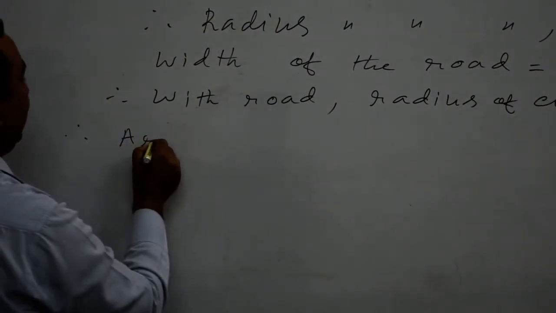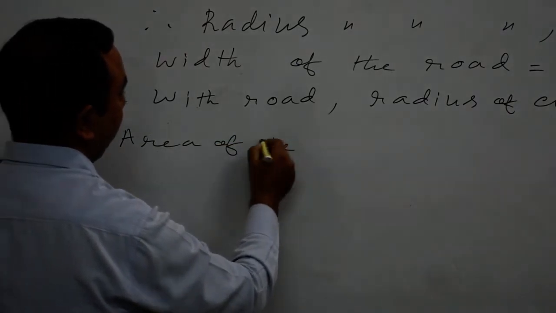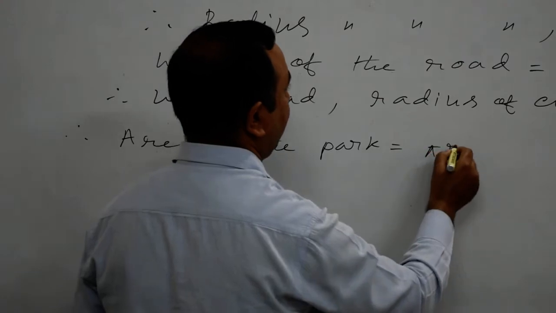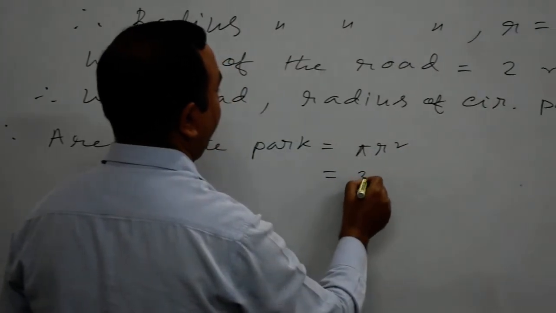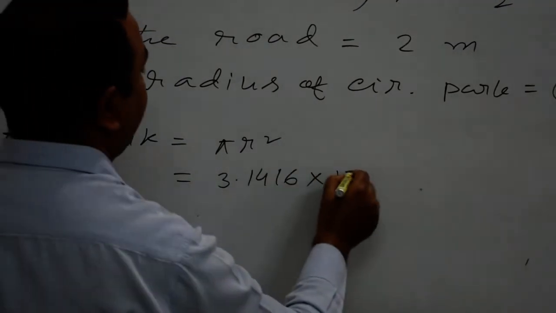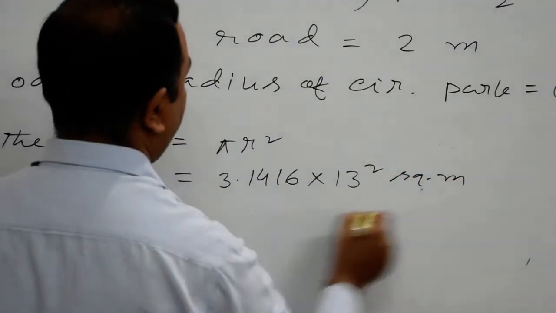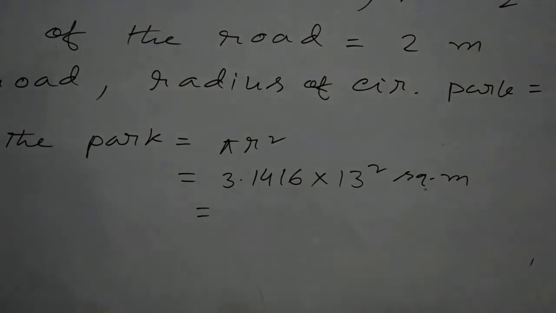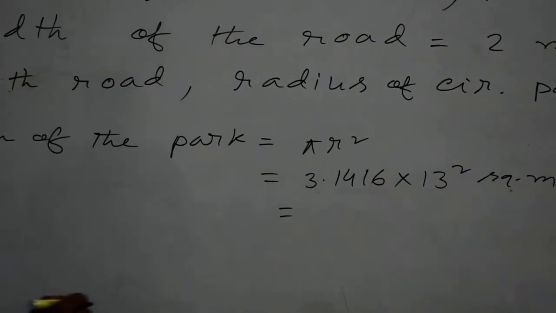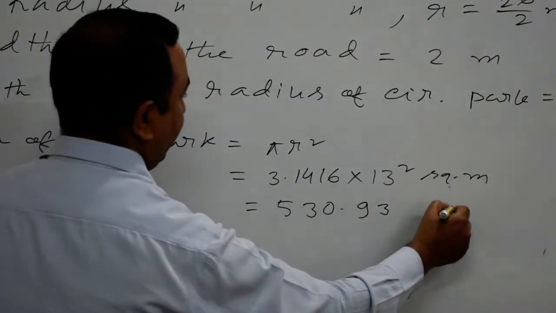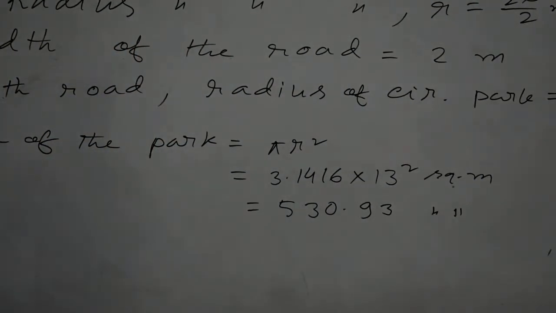Therefore, area of the park equal to pi r square equal to 3.1416 into radius square, square meter. So what will be the result? Using calculator you can calculate the result very easily. That will be 530.93 square meter approximately.